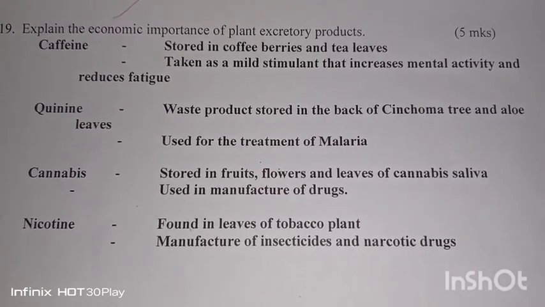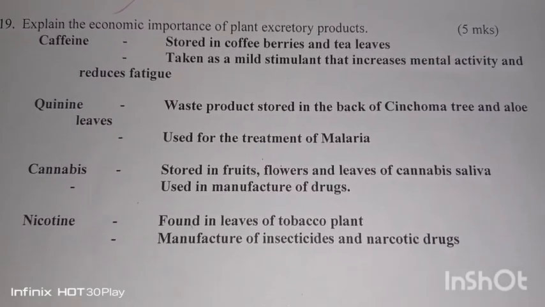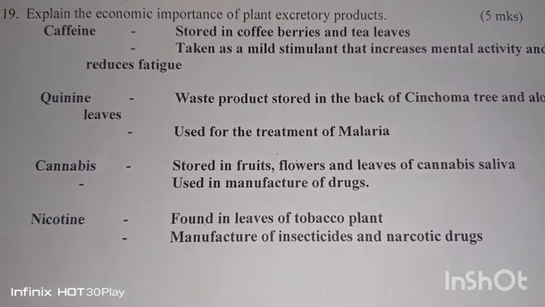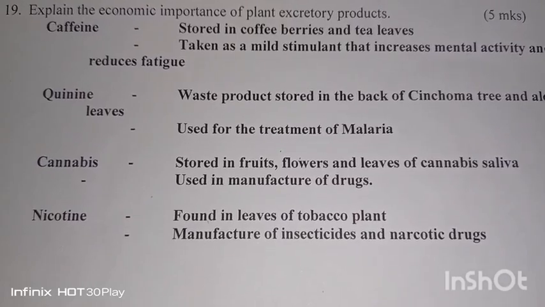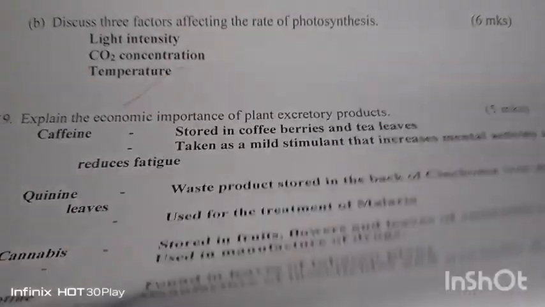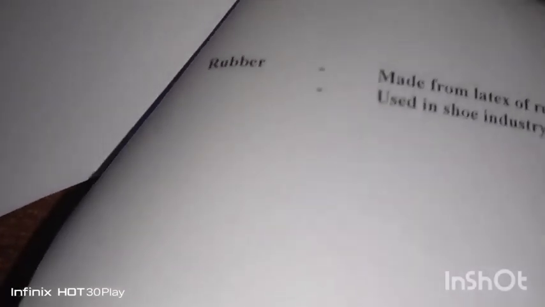Cannabis, it is stored in fruits, flowers, leaves of cannabis sativa, and it is used in manufacture of drugs. Nicotine is found in leaves of tobacco plant, and it's used in manufacture of insecticides and narcotic drugs. And then we have rubber. Rubber is used in making of latex from rubber plant.